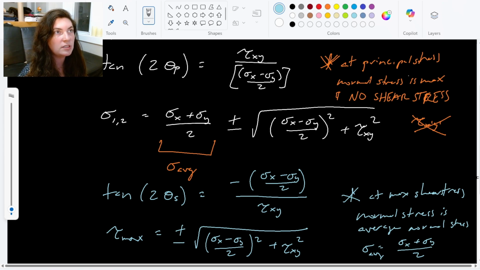So for principal stresses, there's no shear stress, but at max shear stress, there is average normal stress, which can be a little bit confusing. But if you remember those two things, it'll help you out tremendously. So let's look at another quick example, finding all of these maximums that we can now find.